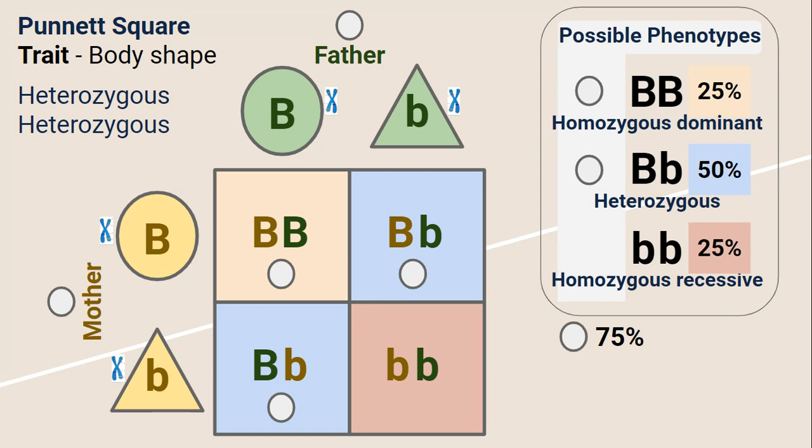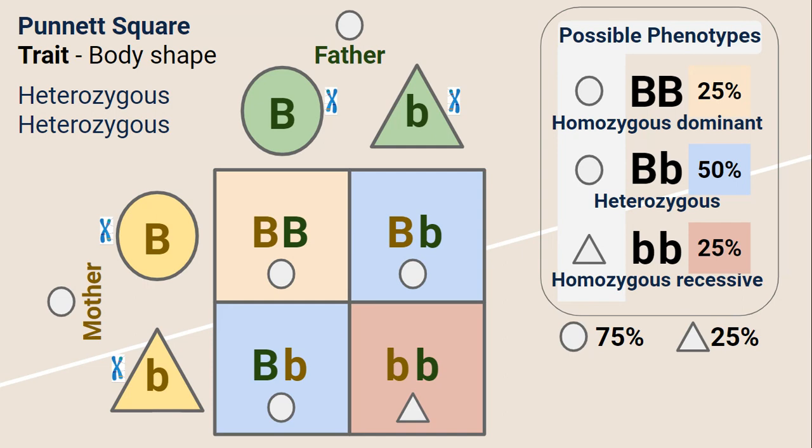That leaves us a 25% chance that the baby will receive the two recessive alleles and show the recessive trait. The only instance where you show the recessive trait is when you have two recessive alleles, and that is the triangle body type in this case. So a 25% chance of that.